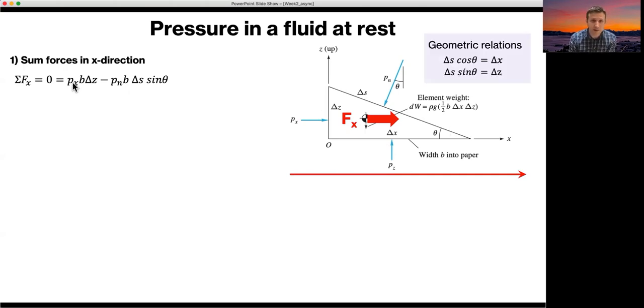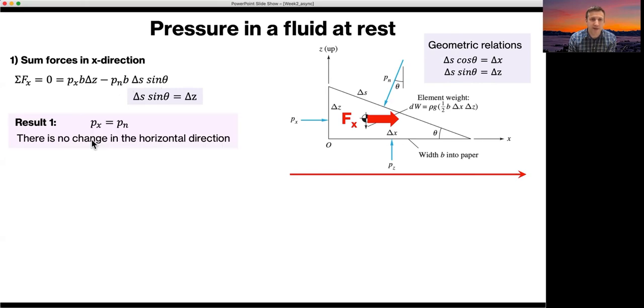In order to simplify this, we're going to introduce these geometric relations. Delta Z is equal to delta S sine of theta. Delta Z, this side, is equal to delta S sine of theta, which gives you this dimension. So you substitute that in, and you have delta Z appearing twice. And in fact, you can cancel out B times delta Z from both of these terms, and then you're left with Px is equal to Pn. So there's no change in the pressure in the horizontal direction. An important first result.